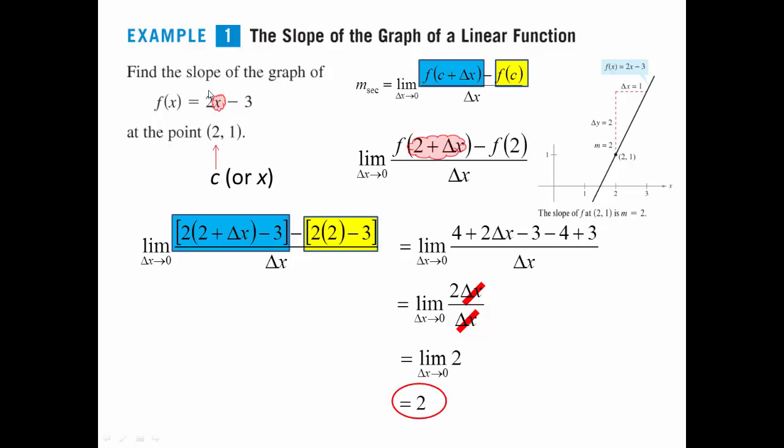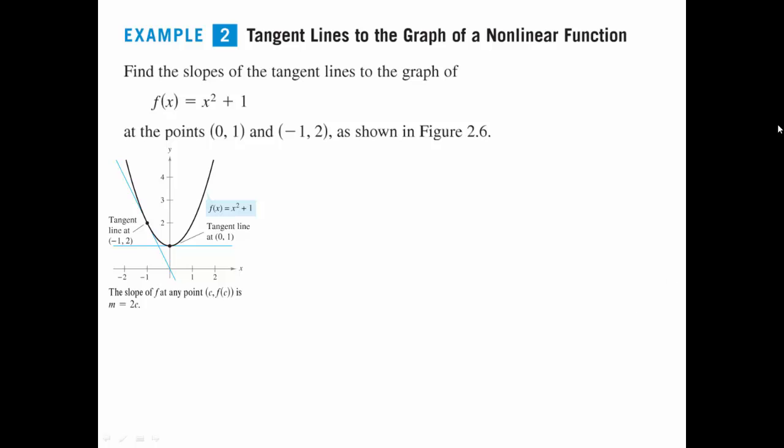That means our slope for this line at this point is 2. Okay, like I said, we already knew that from the beginning, but this is just the work that makes it happen. All right, second example here. By the way, these are all copied straight out of your book. This is nothing that I created.